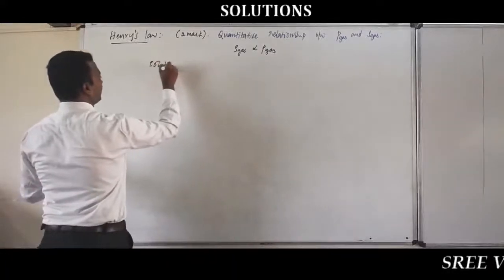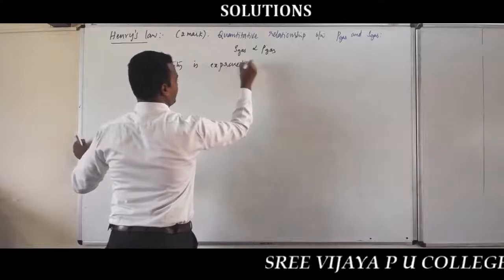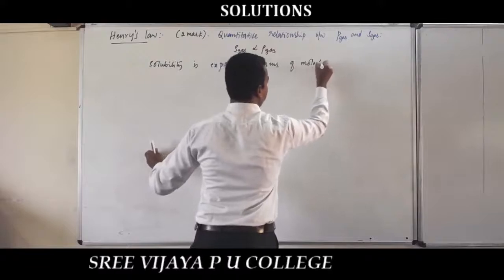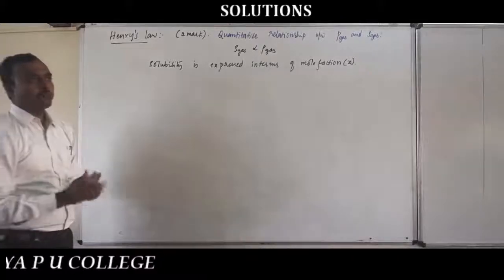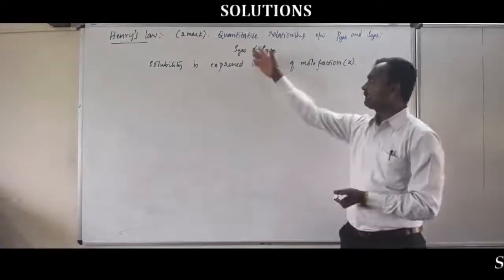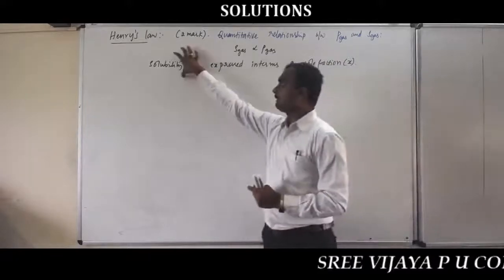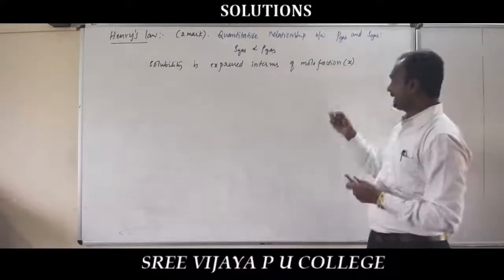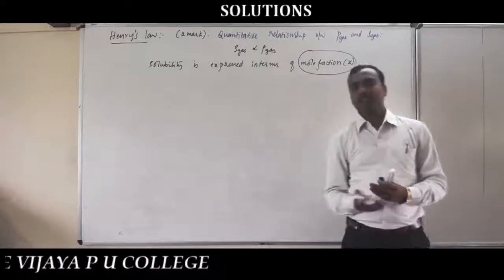solubility is expressed in terms of mole fraction, that is X. So for the commonly used form of Henry's law, you can give the statement in two ways. That is, Henry's law says solubility of the gas is directly proportional to pressure of the gas. That's the common statement. But one commonly used form of Henry's law defines solubility as expressed in terms of mole fraction of the gas. That means solubility of gas must be expressed in terms of mole fraction of gas.